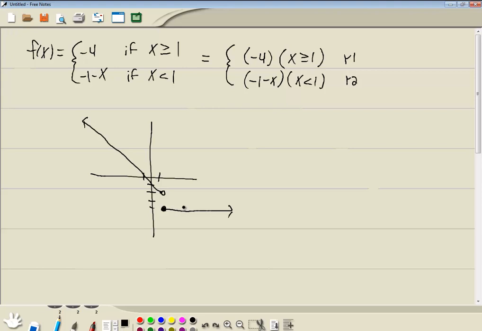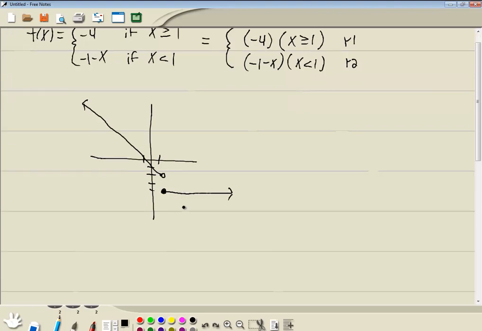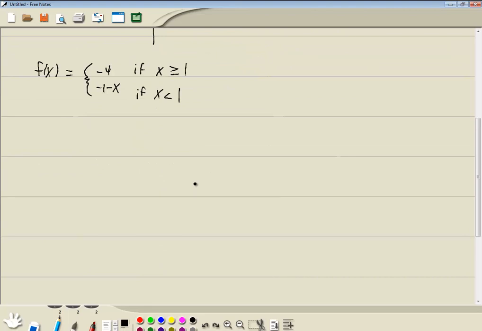Okay, now to do this by hand. We've got f of x is equal to -4, -1 minus x, and this is if x is greater than or equal to 1, and this is if x is less than 1. First thing we're going to do is graph each piece separately.